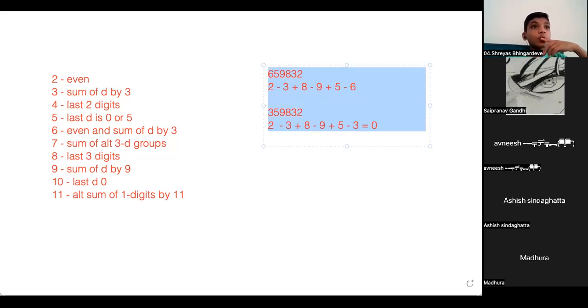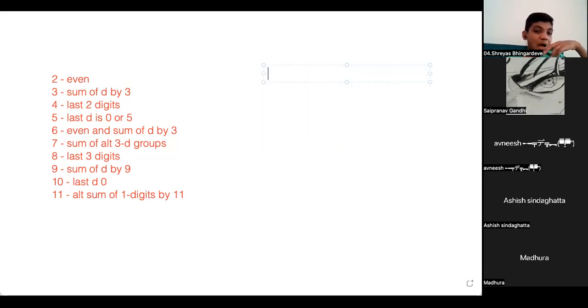Not 2 into 6, but you divide into groups of prime numbers, right? So 2 into 2 into 3. So 2 into 2, you take together. So divisibility by 12 means the last 2 digits should be divisible by 4, and the sum of digits should be divisible by 3. If both things are met, then it is divisible by 12. Like this you can find out. So the only thing that you require is for prime numbers.